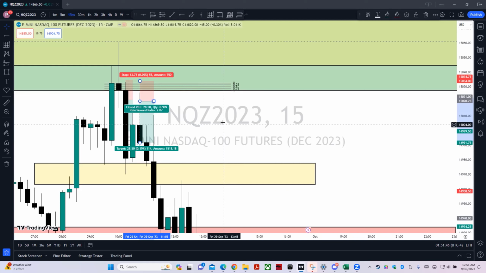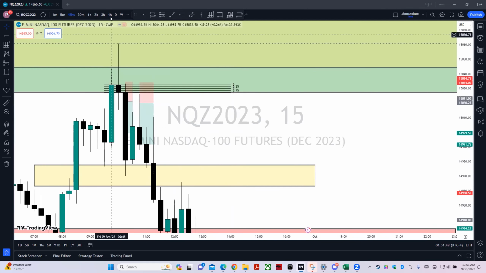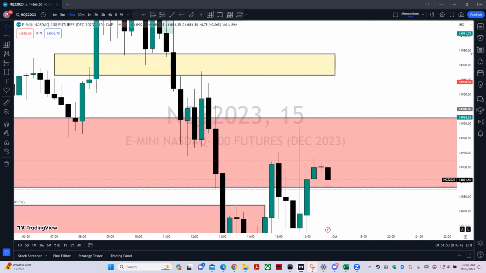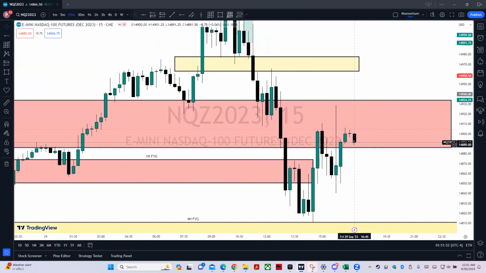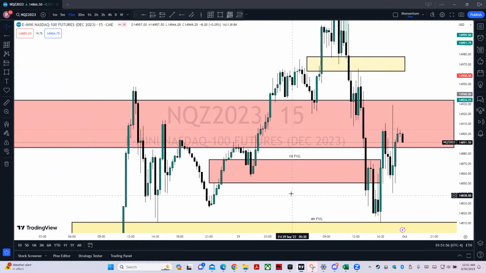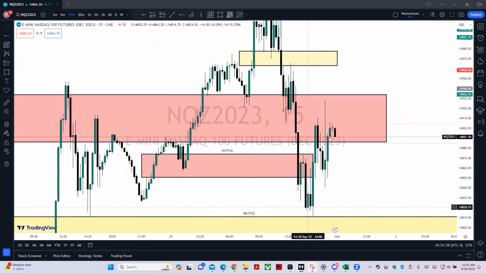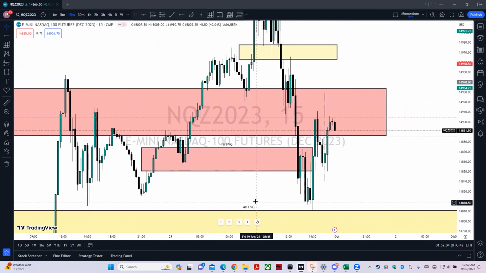So I took this play, also took puts to the downside that ran 200%. We got out at 200%, which I was very happy with. It ran a little bit further, but we got out here, which was so cool. So that was a nice call out.